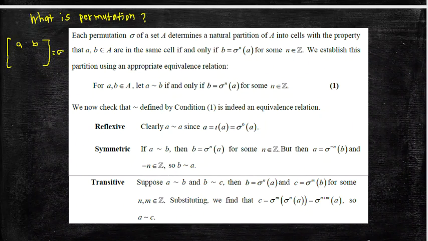That means we have sigma here, and then b, which is equal to... we start with a, which maps to sigma of a, and then b is mapped into sigma of b. And for a and b in A, we let a be related to b if and only if b is equal to sigma to the power of n of a for some n in the integers.